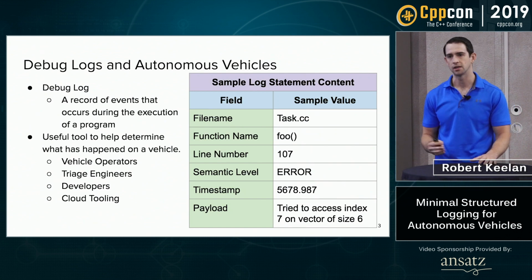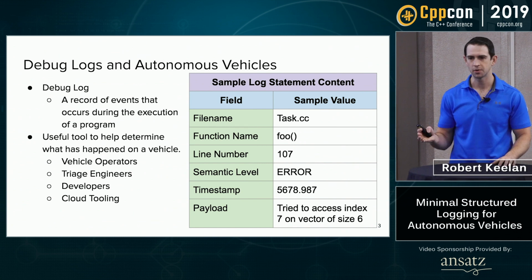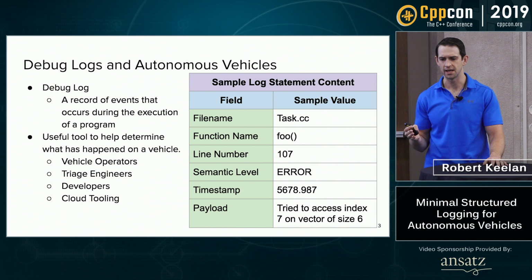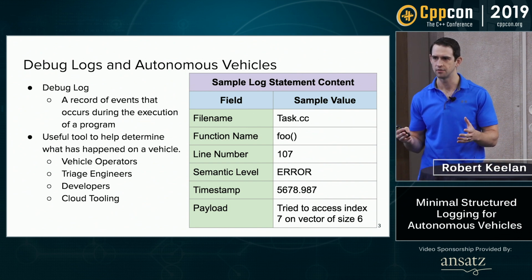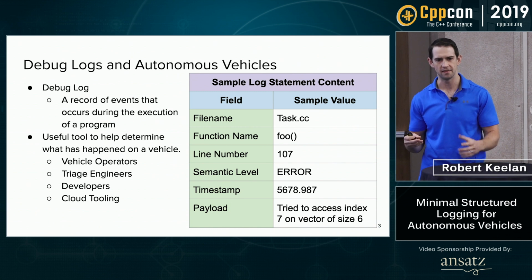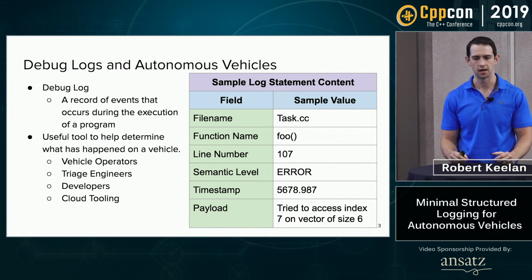So a debug log is a record of events that occur during the execution of a program, and they typically have the contents like what you see on the right. File name, function name, line number, a semantic logging level, something like error, warn, or info, a timestamp, and then the actual payload that the developer wanted to include in the debug log.